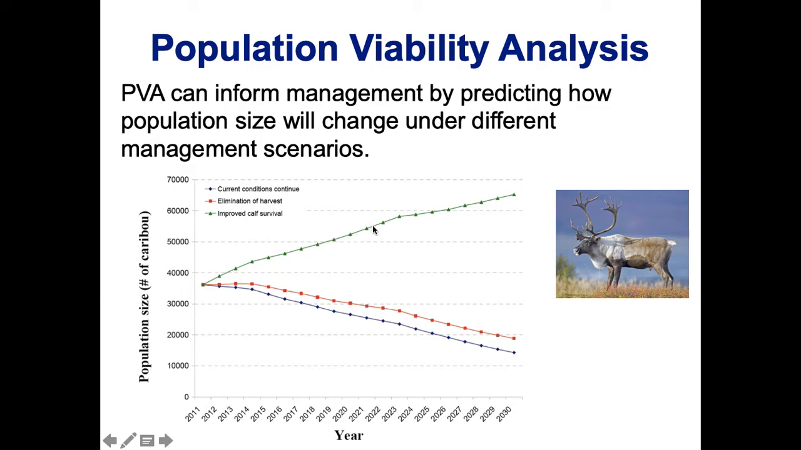And you can see that that had a much, much larger influence on population size than eliminating the harvest. So this would tell, assuming that you have funds to do both, that it would be better to improve calf survival than to get rid of the harvest if you're trying to increase the number of caribou. And so this is something that the population viability analysis would tell you.